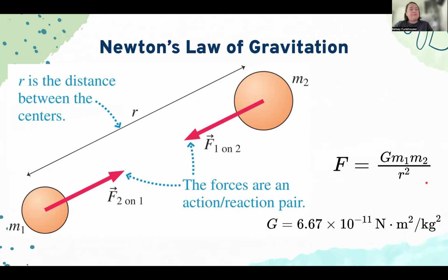And this is an example of an action-reaction pair of forces. Because, for example, here, this is the force that planet 2 enacts on planet 1. And this one is the force of planet 1 on planet 2. And you can see they're equal in magnitude and opposite in direction. And we'll talk more about this later, but I wanted to introduce it here. And that's everything for now.